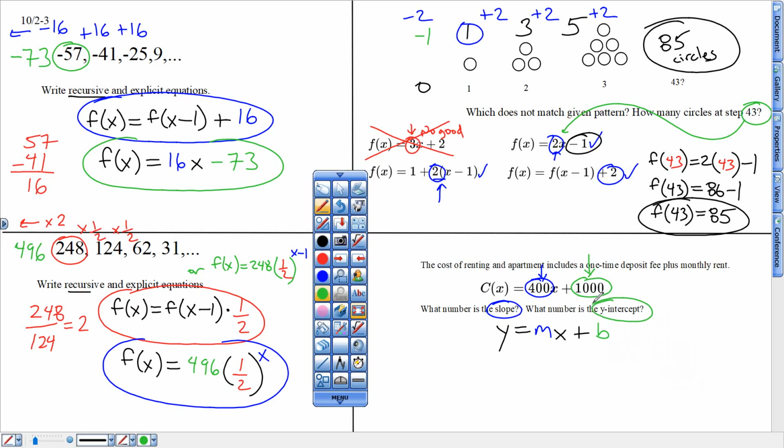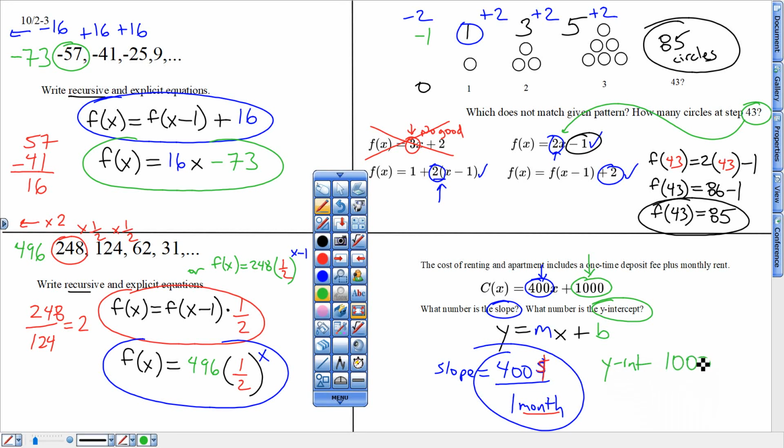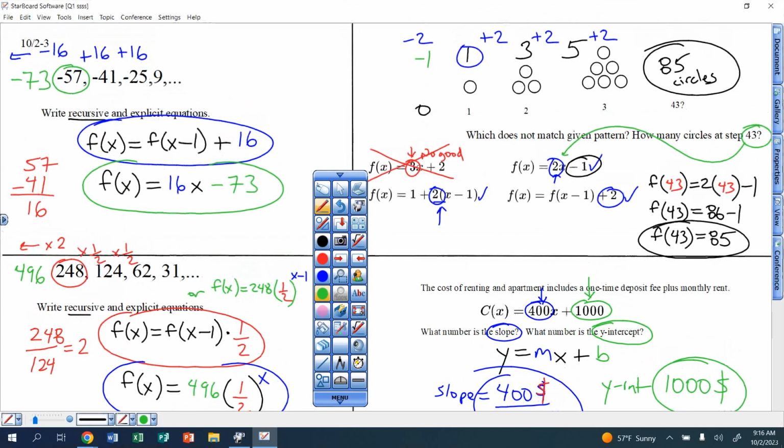So if I'm asking slope, it is $400 for every 1 month. Notice that the slope number has a unit in it. The unit is dollars for every month. That's a unit. And of course, the y-intercept just has 1,000 with a dollar unit on it. There's no $1,000 per month, $1,000 per day. It's just $1,000. All right, hopefully this helps a little bit. All right, good luck.